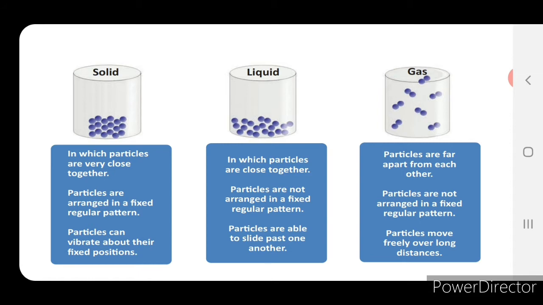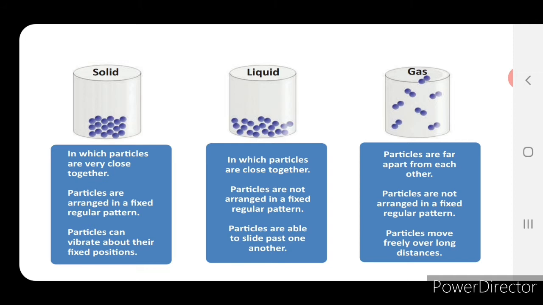In liquid, the particles are close together, but particles are not arranged in a fixed regular pattern. So that is why we do not have any fixed shape for the liquid. The liquid will take the shape of the container. So particles are able to slide past one another. Then gas, the molecules are very loosely packed, that is they are far apart from each other.